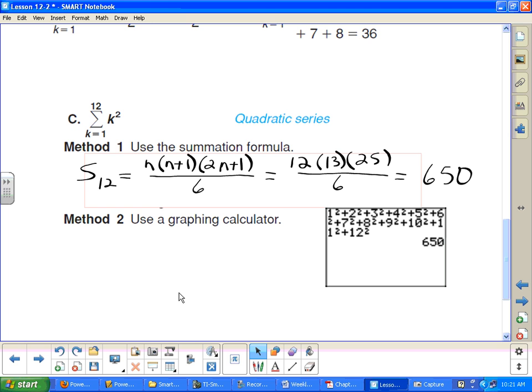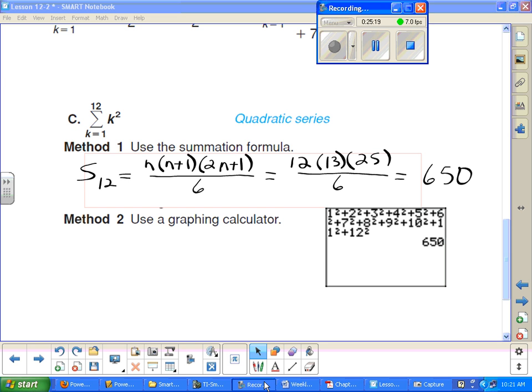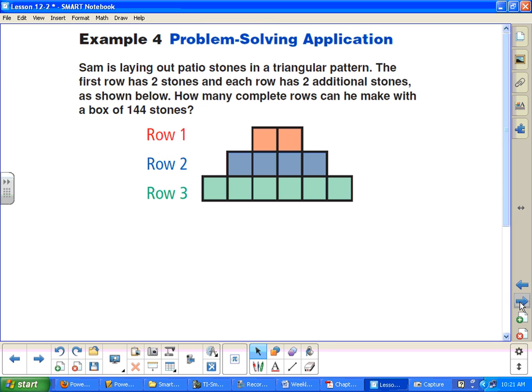Okay. All right, so the last one then. Okay. All right, so what if I have a problem I need to solve? Sam is laying out patio stones in a triangular pattern. The first row has 2 stones, and each row has 2 additional stones, as shown below. How many complete rows can he make with a box of 144 stones?